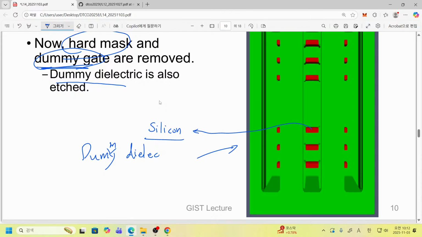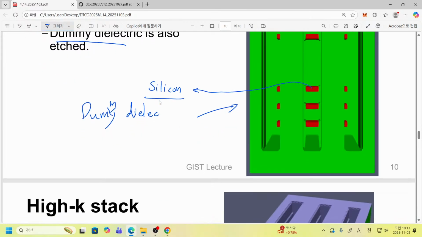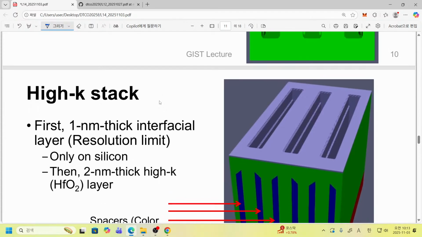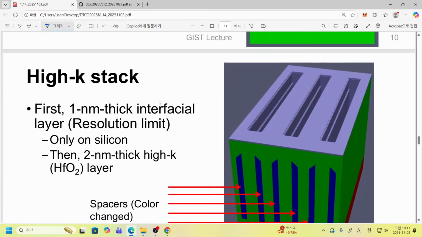This exposure is very important because now this silicon will become the channel, and we have to make a very high quality high K dielectric stack, starting from this quite clean silicon layer. Now we go to the high K stack. So we wanted to introduce the high K stack.